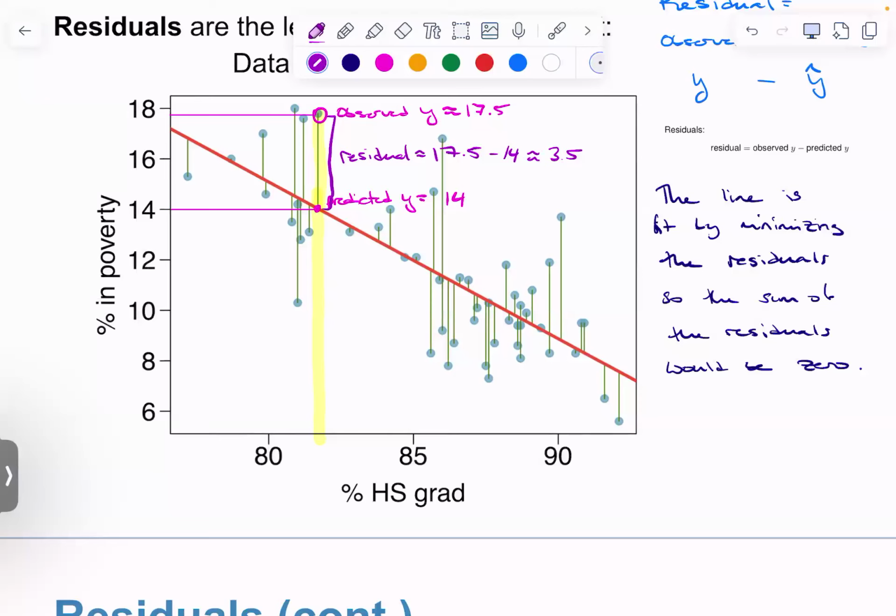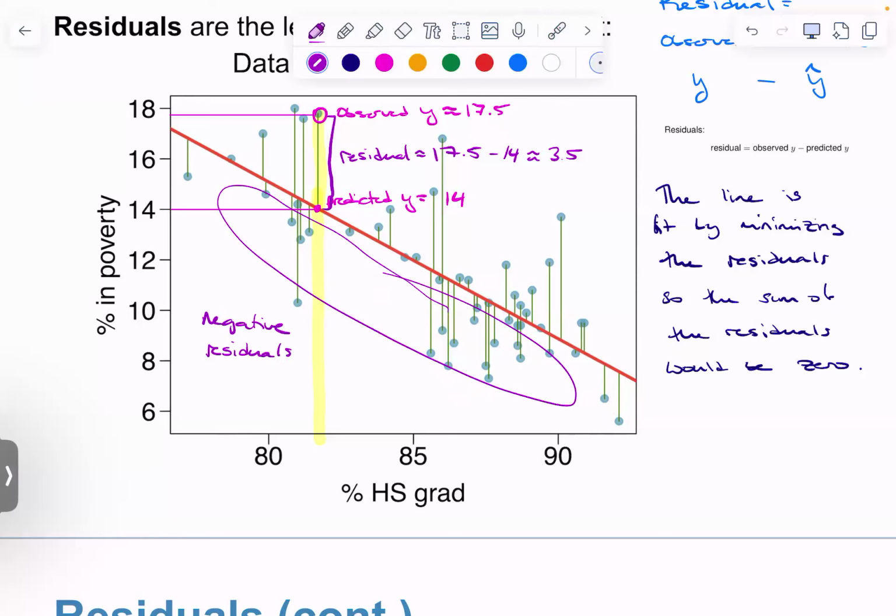So then, if we look at points below the line, they would have a smaller observed than a predicted. So all the points below the line would have a negative residual. Right? These guys would all have negative residuals, and you can try it.